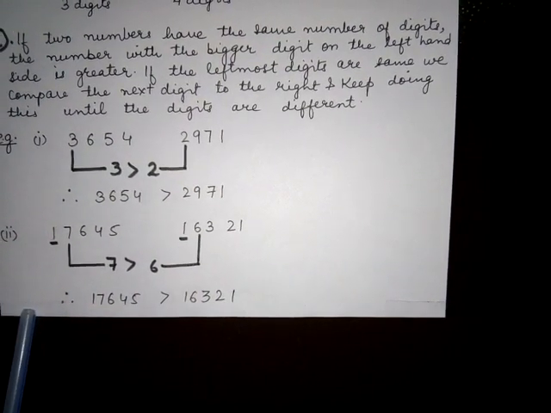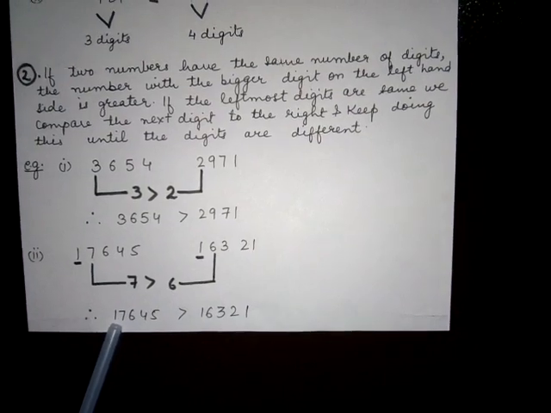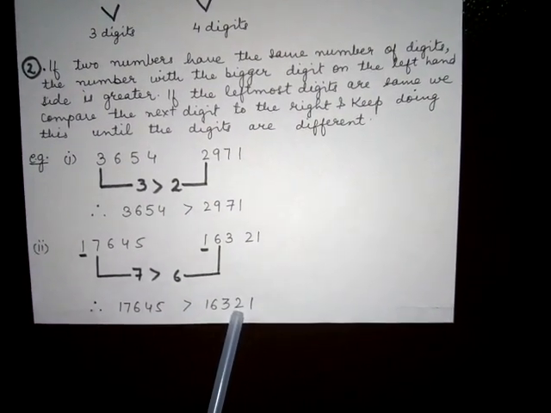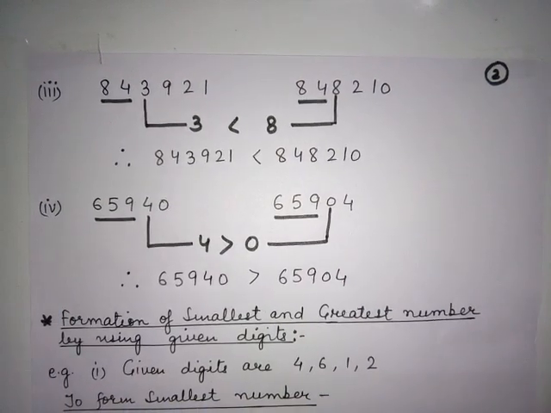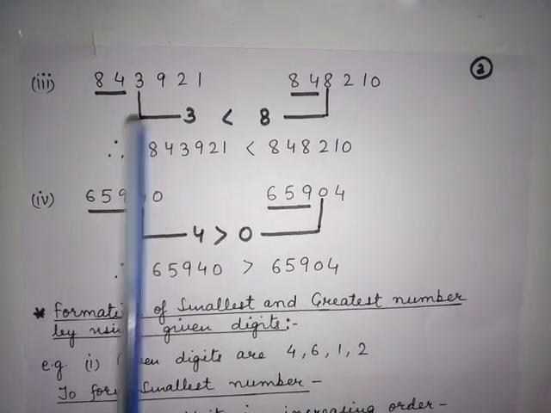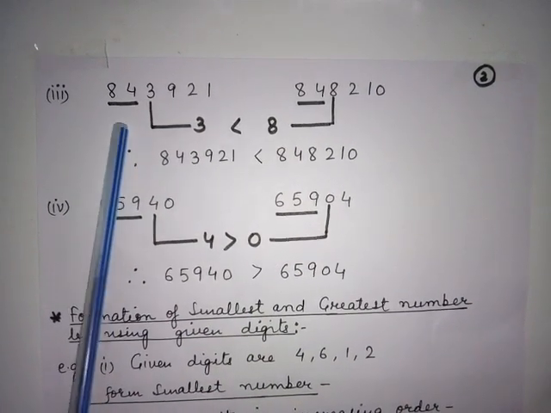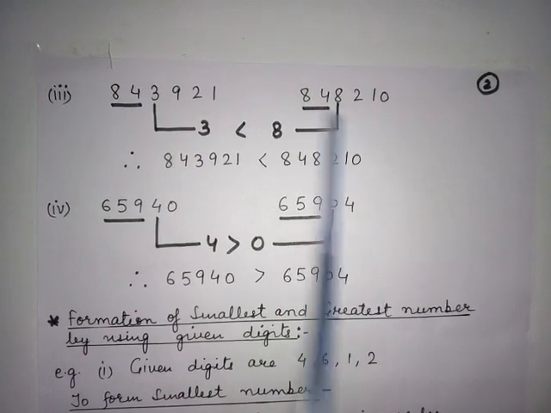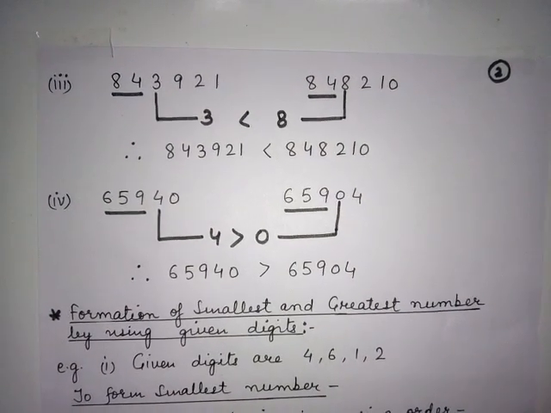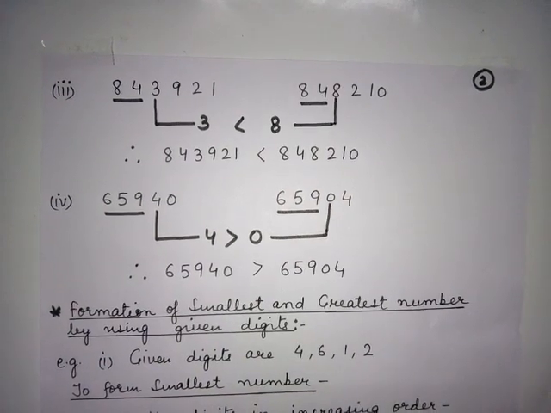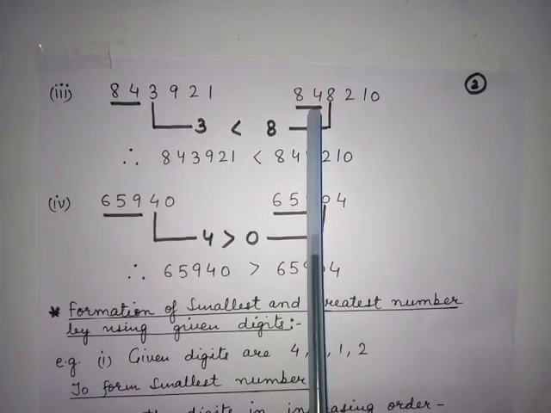So therefore 17,645 is greater than 16,321. Now in this third example, again we have two numbers having 6 digits. This number has 6 digits and this number also has 6 digits. And you can see that the first 2 digits from the left are the same in both numbers. Here 84, here also 84.